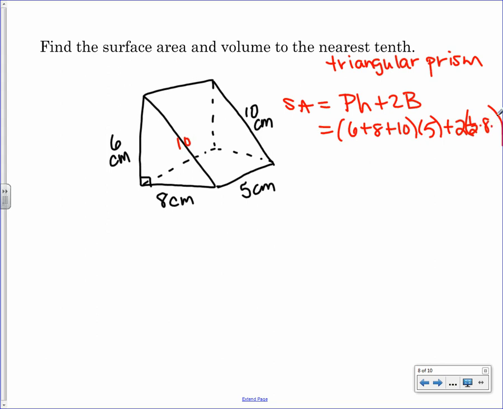What's the base of the triangle? 8. What's the height of the triangle? 6. Do you guys see what I'm saying there? Okay. The bases are the parallel sides. So this triangle and this triangle are the bases. Unless it's a rectangular prism, then the ones that aren't rectangles are the bases. Okay, if it's a rectangular prism, then they're all rectangles.